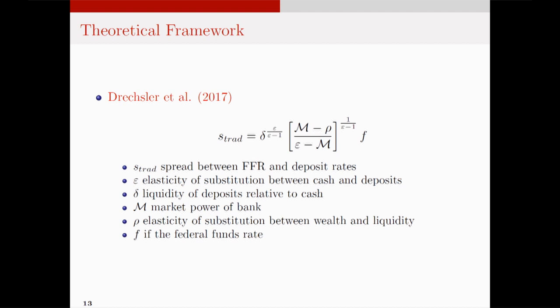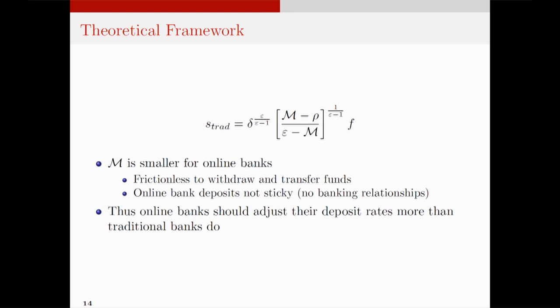So in terms of the theoretical work, we will be following closely the Drechsler et al. paper. If you are familiar with the paper, you would know this is how they write the spread between the Fed funds rate and the deposit rates. M is the key here. As a parameter, it represents the market power of the bank. What we basically argue is that M would be smaller for online banks. In other words, it would be frictionless to withdraw and transfer funds from them compared to the traditional banks in our sample. In other words, online bank depositors will be less sticky compared to the depositors of brick and mortar banks. Thus, we would expect online banks to adjust their deposit rates more than the traditional banks do.